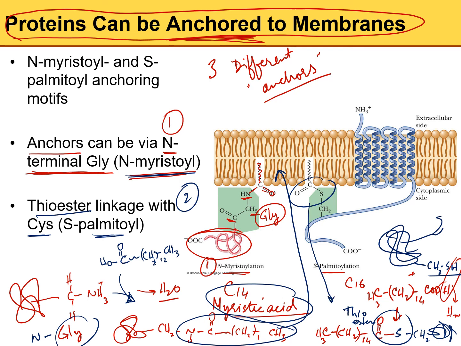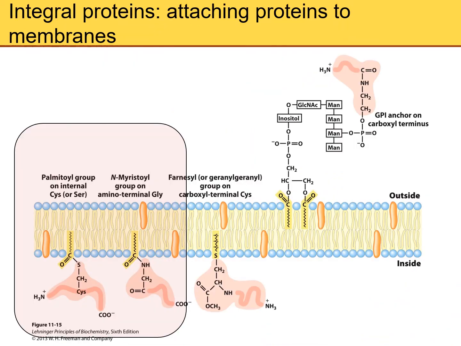So the first one is N-myristoylation. The second one we talked about is a thioester with the sulfur group here. This is an example of S-acylation. It's normally with cysteine, but sometimes it can be with serine as well, but normally cysteine. Or you can have N-myristoylation with an amino-terminal glycine, forming an amide bond. Please make sure you know this.